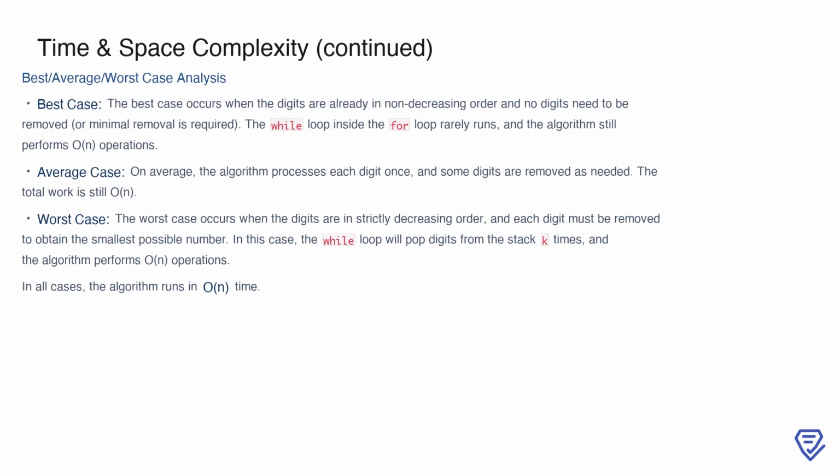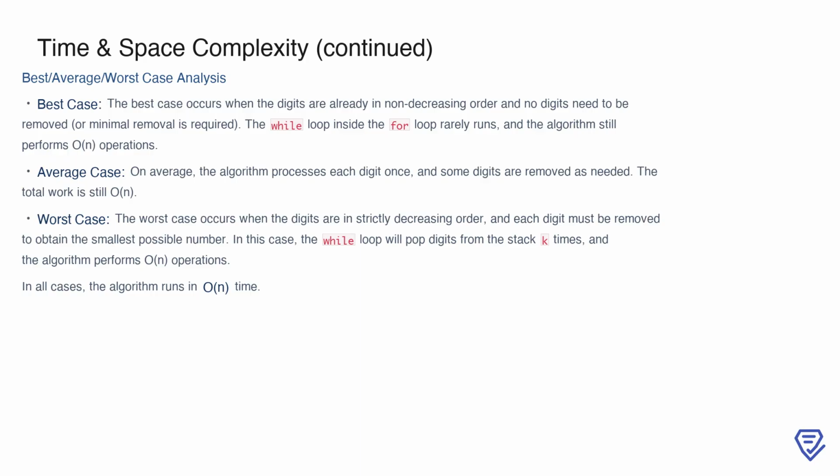To understand how the algorithm performs in different scenarios, let's break it down into best, average, and worst cases. In the best case, the digits of number are already in non-decreasing order, meaning the while loop inside the for loop rarely executes because the stack is always in the correct order. Even in this ideal scenario, the algorithm still processes all n digits, so the time complexity remains O(n).